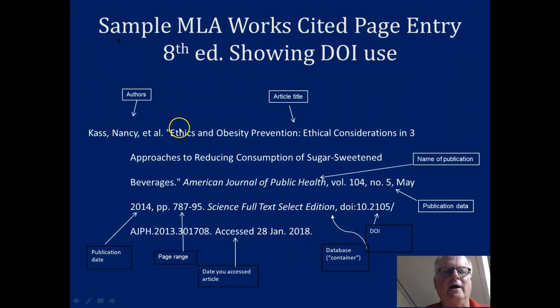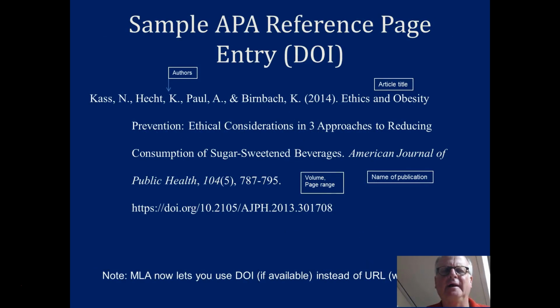It looks like this. We've got authors, we've got a title. By the way, I used et al. because I've got more than four authors. I've got the name of the publication, which is also the first container. I've got the second one, Science Full Text Select. That's another container. And then instead of a URL, I have this DOI. Okay, let me get my cursor over to here. You can see the DOI now. This would be a hyperlink, and the idea is if you're reading this paper online, you could go right to it by just clicking on the source. Clicking on the link, I'm sorry.